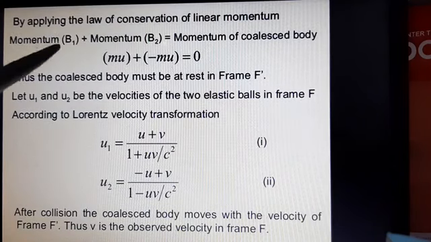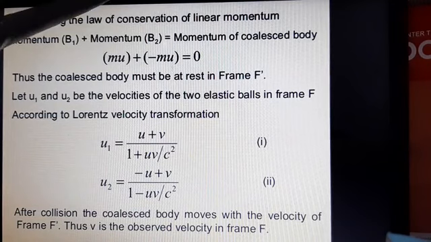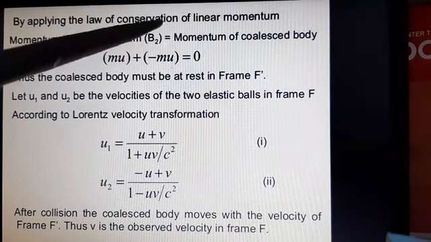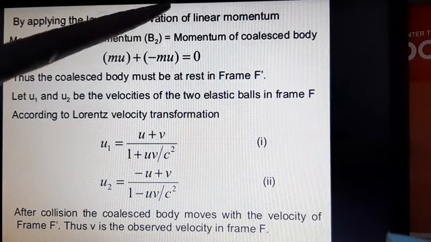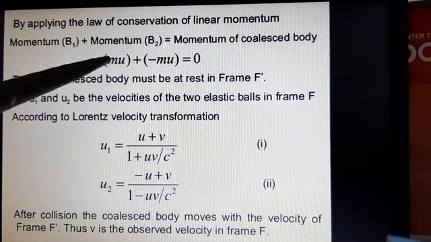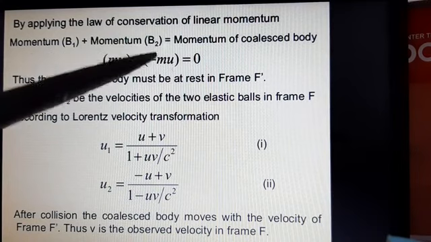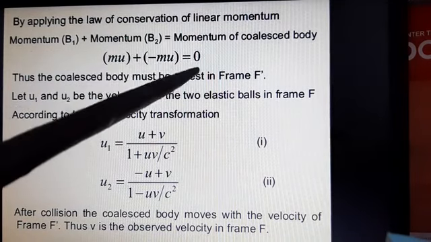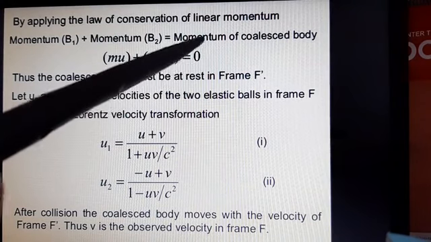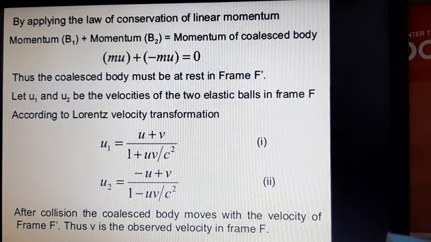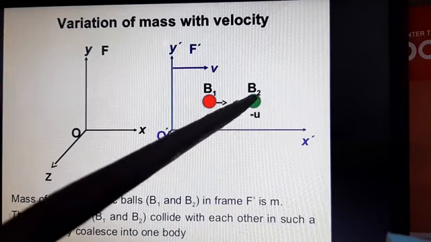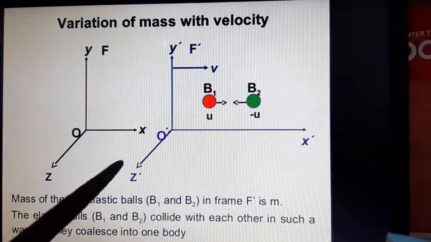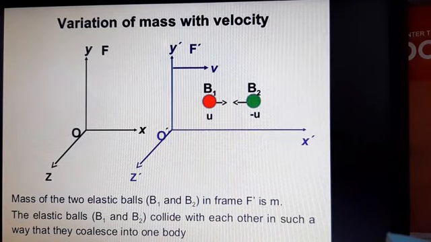Next, by applying the law of conservation of linear momentum, the momentum of the first body plus the momentum of the second body is equal to the momentum of the total body. So the momentum of the first body is mu, plus the momentum of the second body m into minus u, that is minus mu, is equal to 0. Zero means that when these two balls strike each other, they will coalesce. Coalesce means they will combine into a single ball.